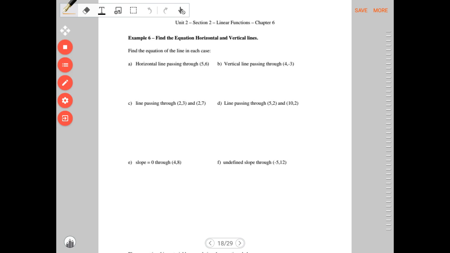Okay, so example 6. Find the equation of horizontal and vertical lines. Find the equation of the line in each case. So we have a horizontal line passing through 5, 6. So remember, horizontal lines are y equal lines. And then what does the y equal? Well, the y equals 6. So y equals 6, done. That's it. So vertical line passing through 4, 3. Remember, a vertical line is an x equal line, and x in this case equals 4.